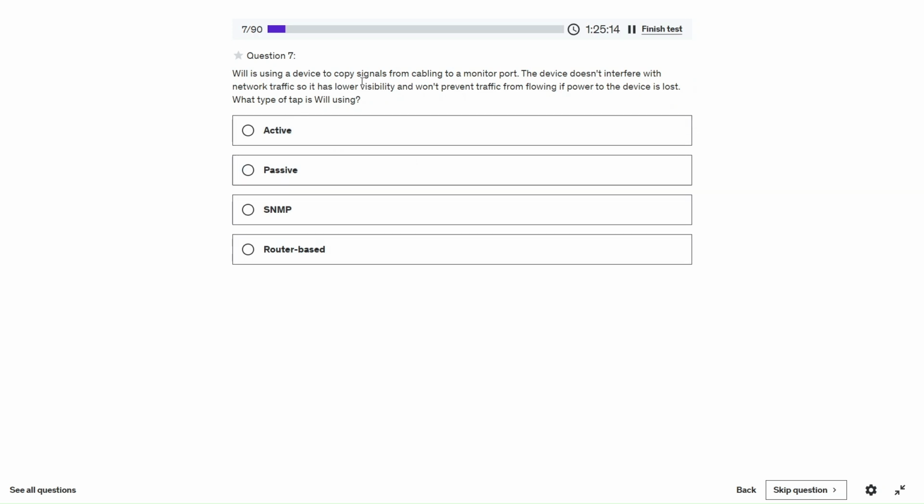Will is using a device to copy signals from cabling to a monitor port. The device does not interfere with the network traffic. Okay, it means that there is no physical connection. So it has lower visibility and would not prevent traffic from flowing if power to the device is lost. Okay, what type of tap is Will using? So it's not actually directly connected with the system, so it's obviously the passive one.